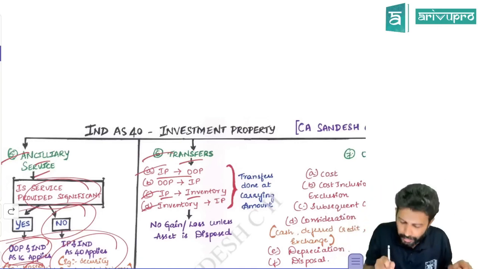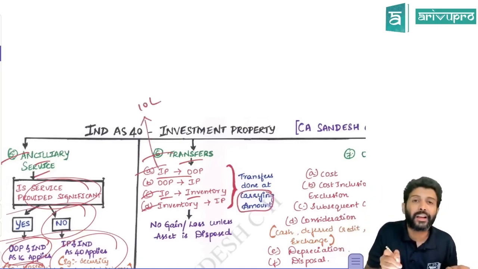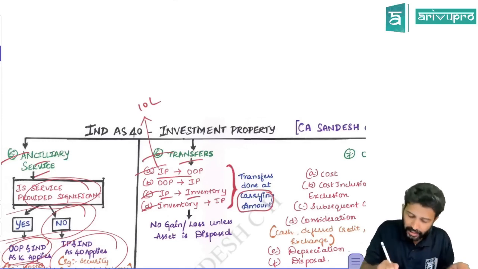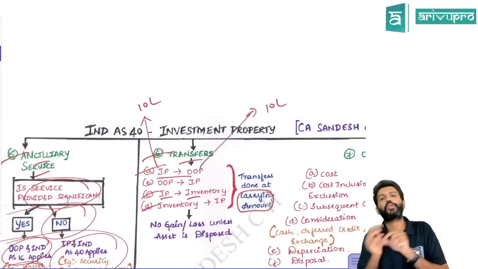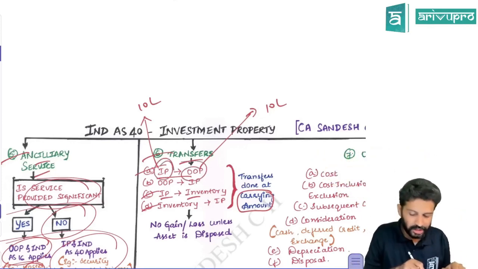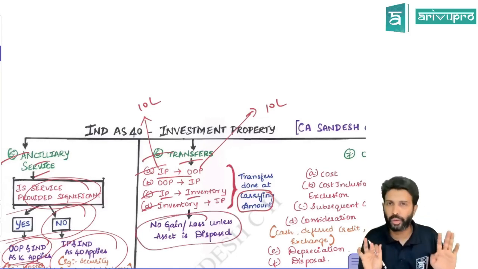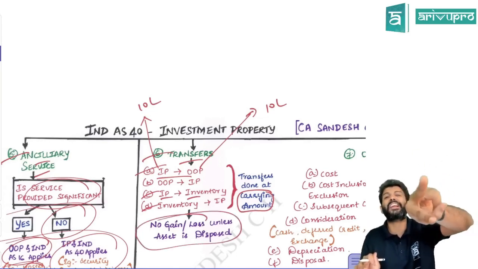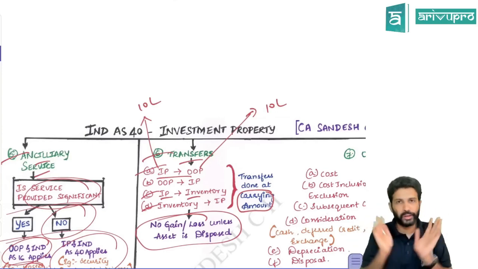The transfer has to be made at carrying amount itself. Meaning, let's say the investment property was carried in the books at 10 lakh. Can you show it as investment property anymore? No, you have to show it as owner occupied property. Owner occupied property also will be shown at 10 lakh only. Meaning the transfer from one category to another will be made only at carrying amount. Meaning no profit or loss on transfer shall be accounted because you have not sold the property. This is just a reclassification. So no gain or loss will be accounted in case of reclassification. That's all you need to remember.